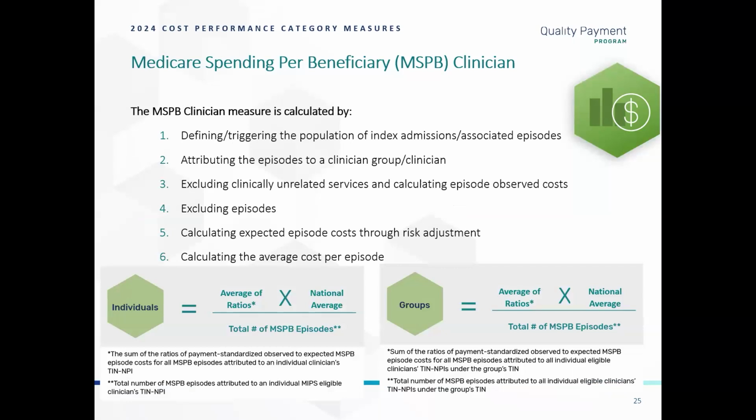The MSPB clinician measure is calculated by first defining and triggering the population of index admissions and associated episodes, then attributing the episodes to a clinician or clinician group. Third, excluding clinically unrelated services and calculating episodes' observed costs, and then excluding any episodes. Then calculating expected episode costs through risk adjustment, and finally calculating the average cost per episode.